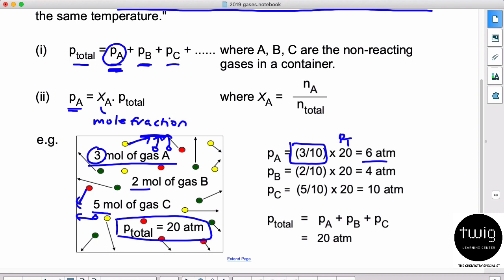You do the same for gas B's partial pressure. The mole fraction of gas B is 2 out of 10, where 10 is 5 plus 2 plus 3. So 2 out of 10 times the total pressure gives 4 atm. Once you add up all of them together, back to square one, you get 20, which is the total pressure. So you can calculate the individual partial pressure by using mole fraction times total pressure. Any time you have to find the total pressure, you just add up the partial pressures, but you must know how to calculate them.